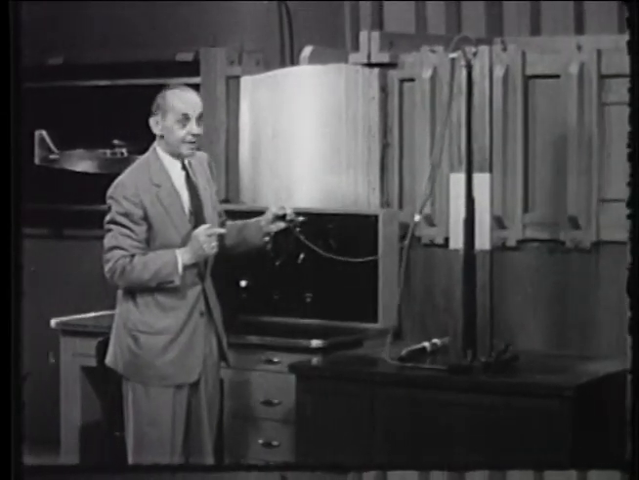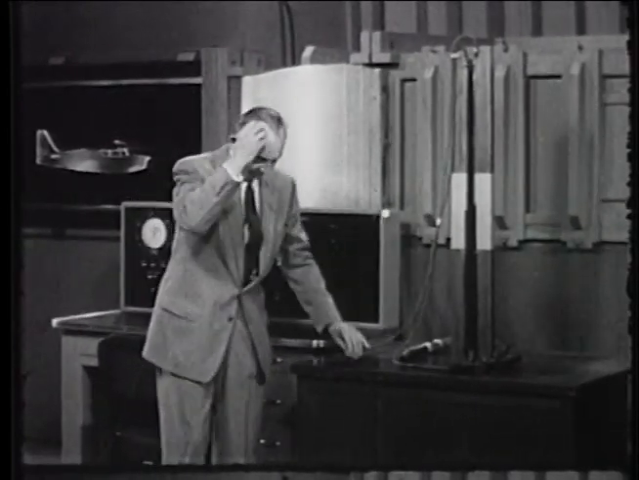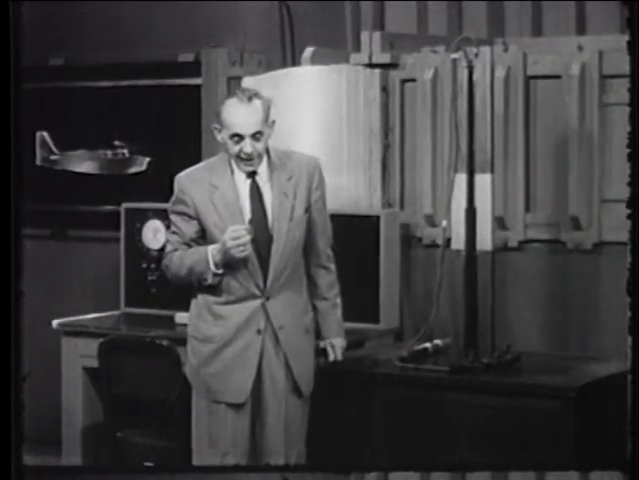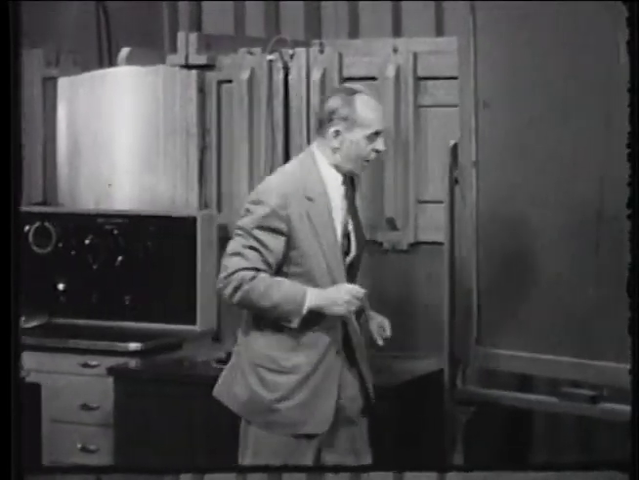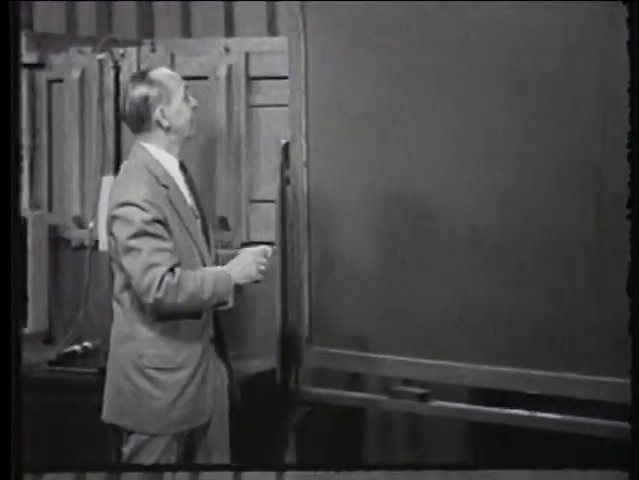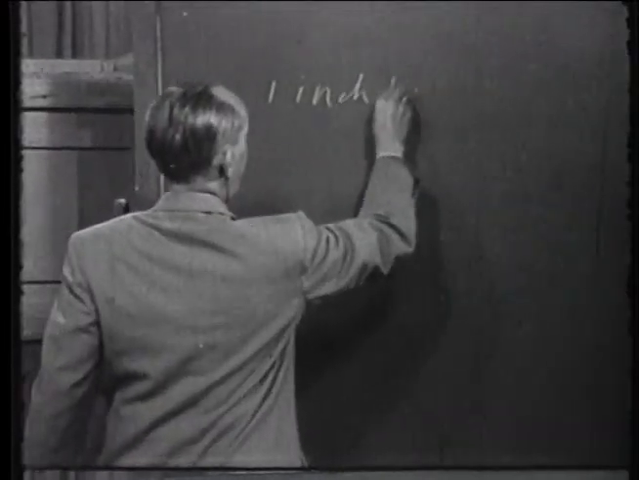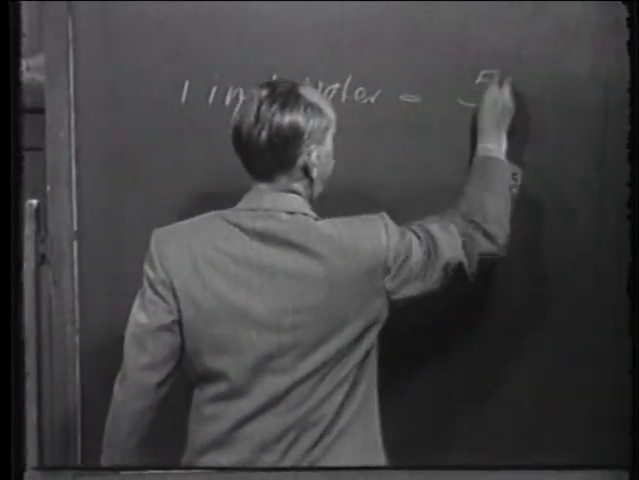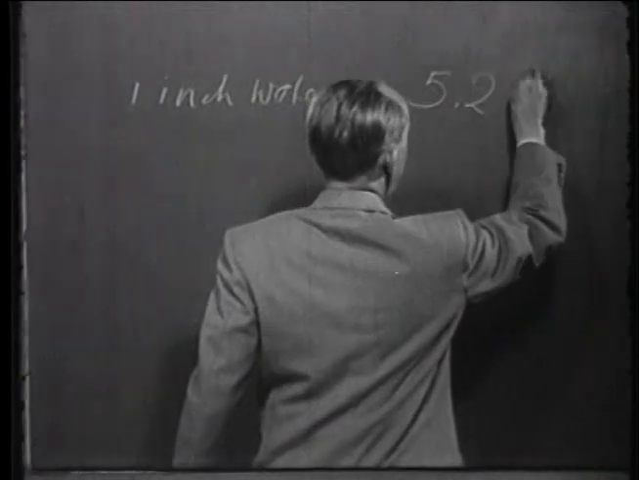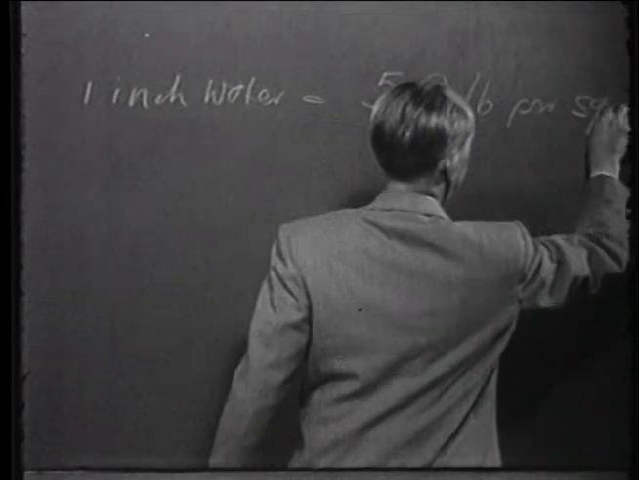Now, what is 2.5 inches of water? Well, we have a wonderful, simple English system of units. And then when we figure this all out, which takes us quite a while, then we find out that 1 inch of water equals 5.2 pounds per square foot.